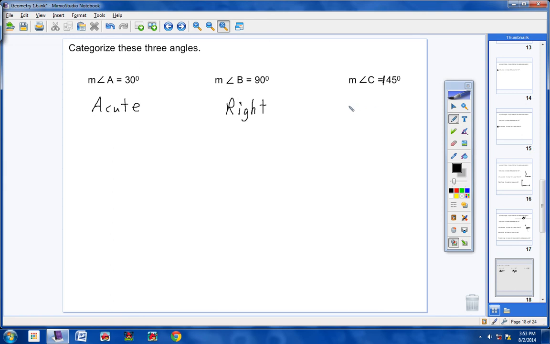Well, we would categorize or classify that angle as an obtuse angle, because any angle that is larger than 90 is going to be an obtuse angle, with the exception, of course, of a straight angle. A straight angle is 180 degrees. Okay, so this would be an acute angle, this would be a right angle, and this would be an obtuse angle. Okay, take some good notes on this.